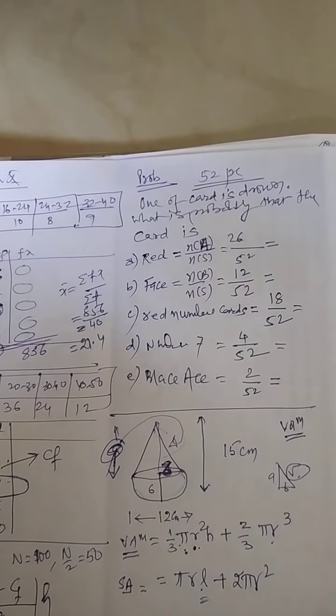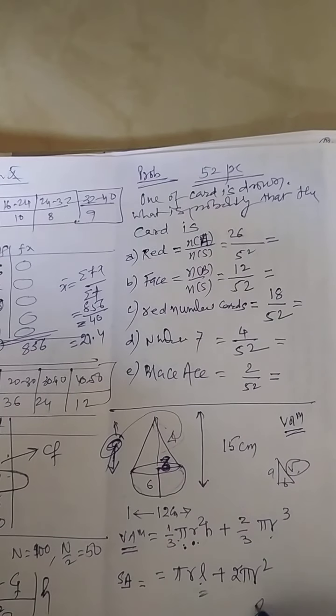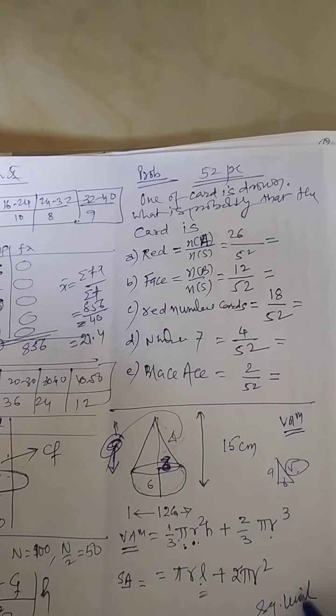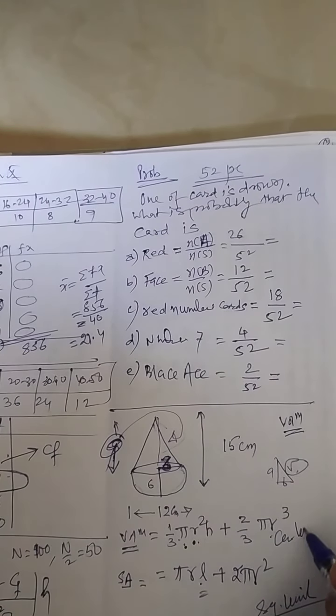And surface area is always written in what form? Square unit. Whereas this is cubic unit. Okay.